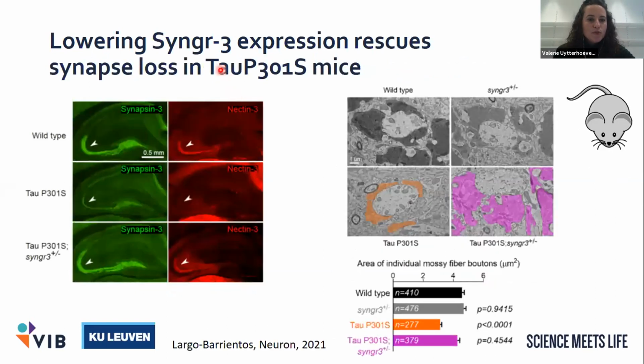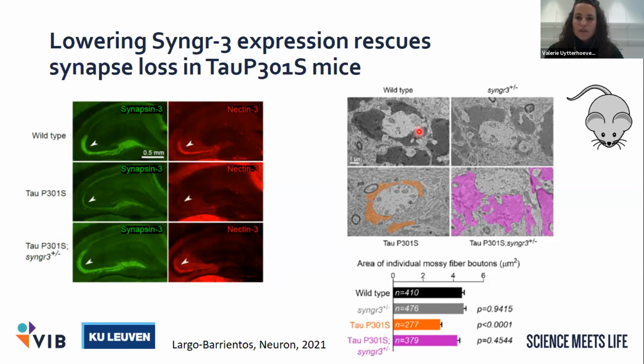We also looked into the synapses. In the Tau P301S mice, we see at the CA3 mossy fiber synapses in the hippocampus that synaptic markers like synapsin and nectin-3 are lost. But in the double mutant, the Tau P301S with lower synaptogyrin 3 levels, we see that synapses are not lost and that we can nicely observe synapsin staining and nectin-3 staining.